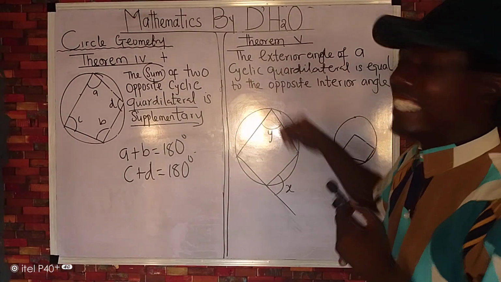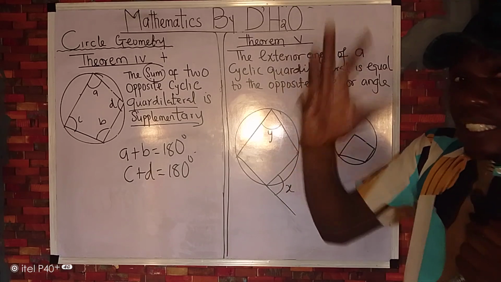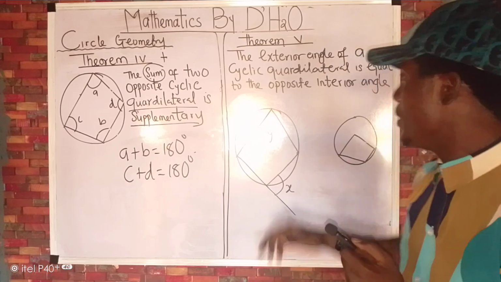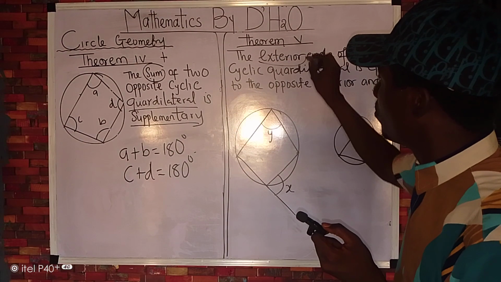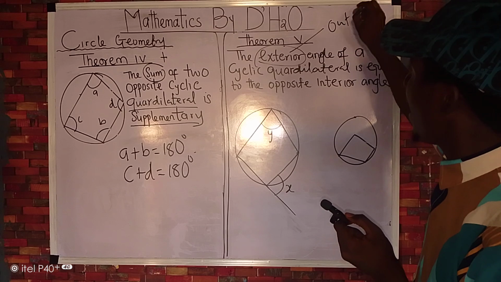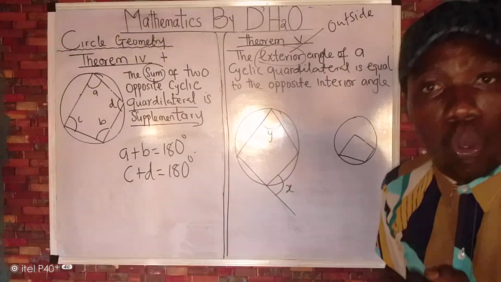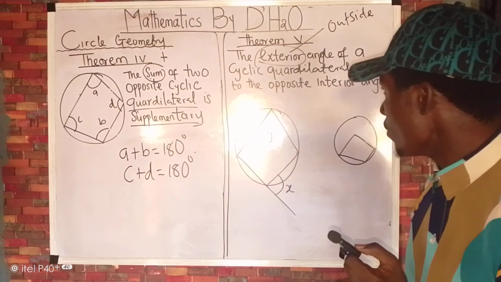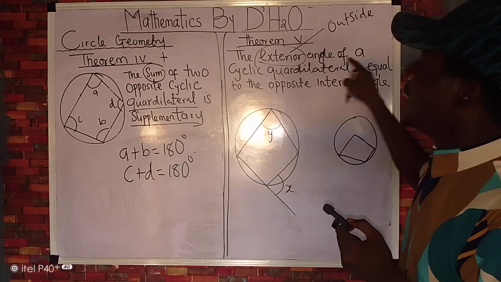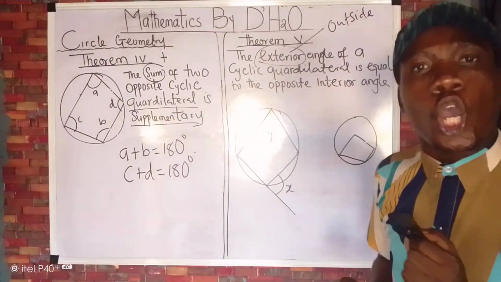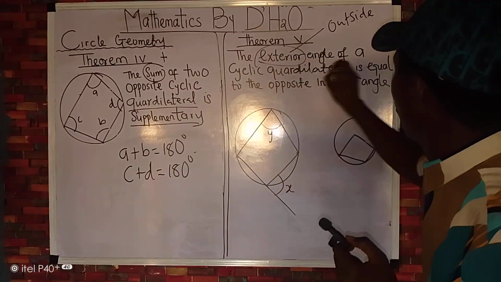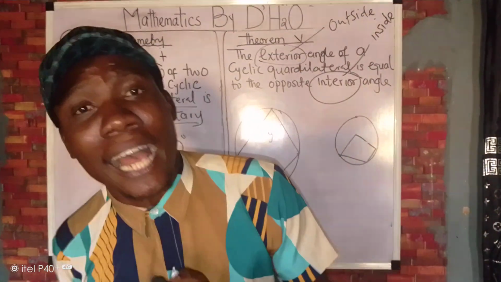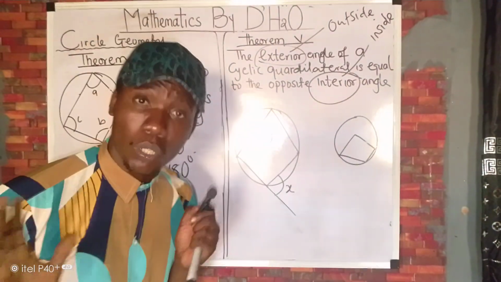Theorem 5 says that the exterior angle of a cyclic quadrilateral, it looks like this one and this one, they resemble each other. But what he's saying here, he said the exterior. You know what exterior means? The word exterior means outside. It means the angle which is outside the cyclic quadrilateral, of a cyclic quadrilateral is equal to the opposite interior. The word interior means inside. So there is a relationship between outside and inside for a cyclic quadrilateral.